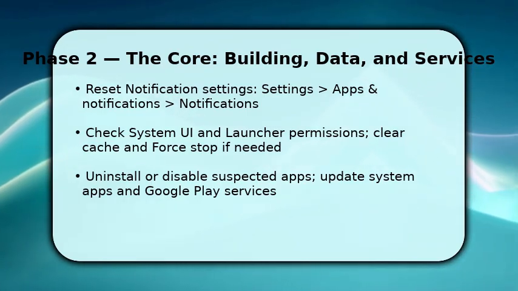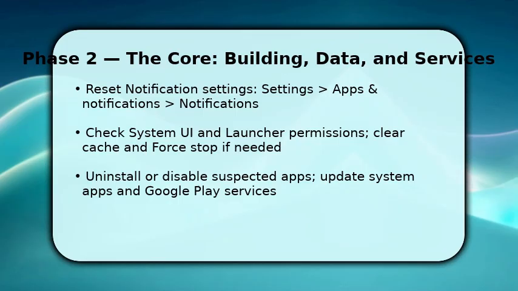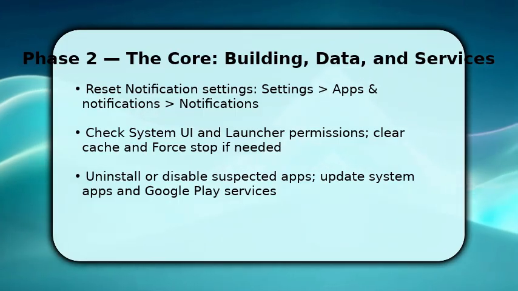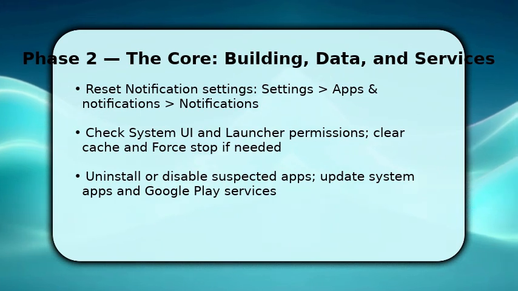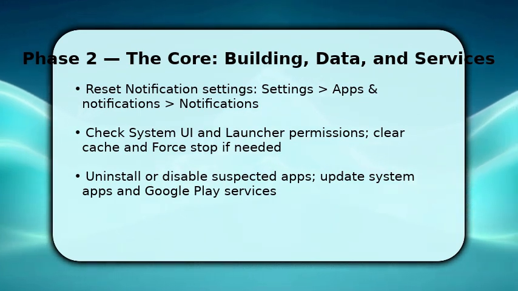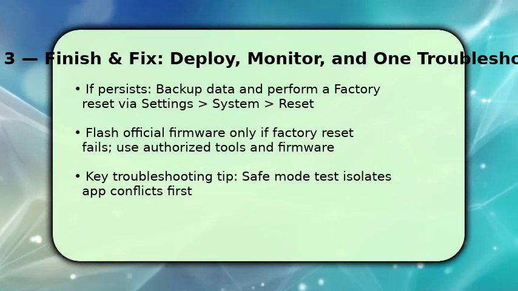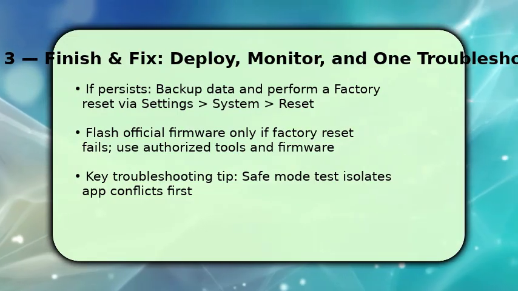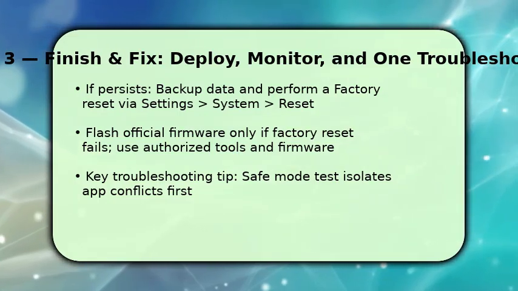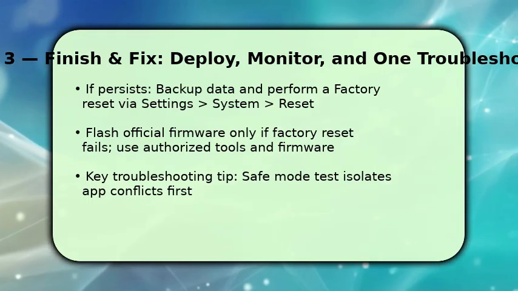Once done, remove or disable any suspicious app you noted earlier and update system apps, including Google Play services. Outdated components. Finish by backing up important data, then perform a factory reset if previous steps failed. This often fixes persistent notification bar failures by restoring stock settings.